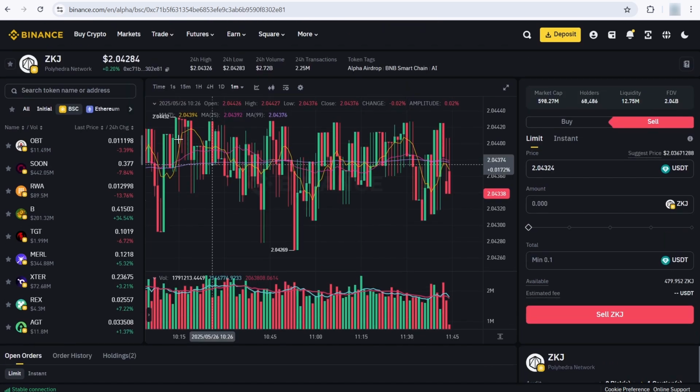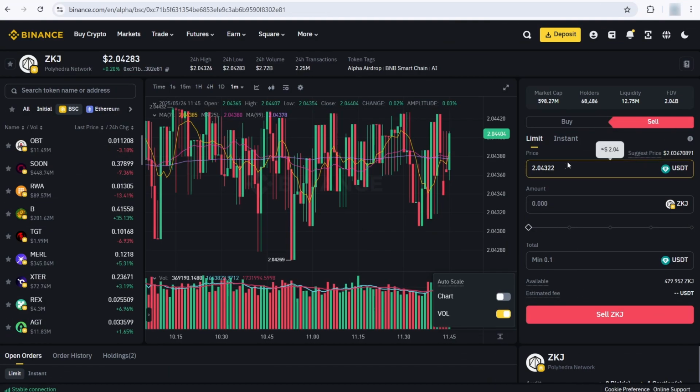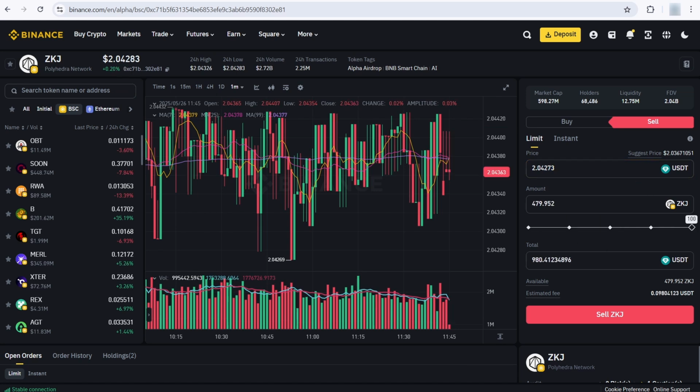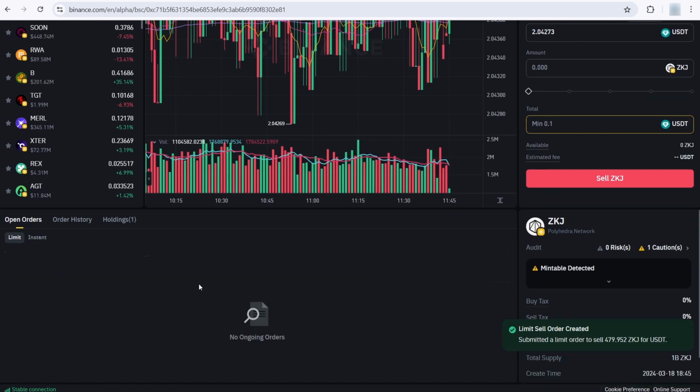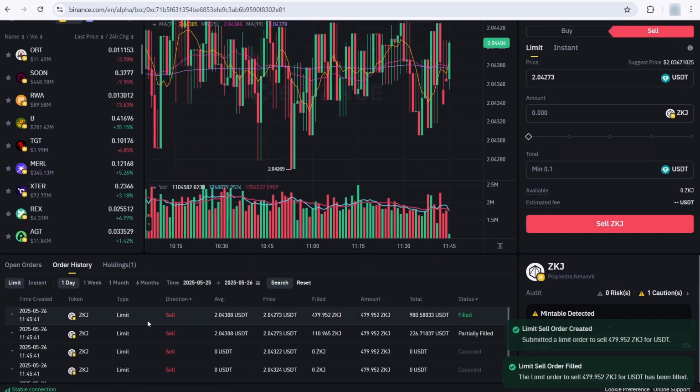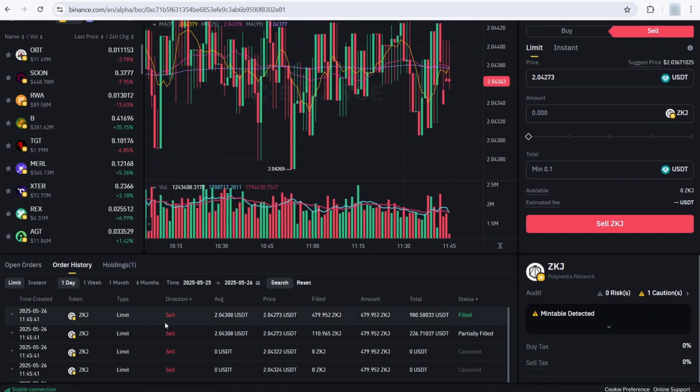Now I want to set the price lower than the current price. Let's change it here to 2.04273, which is lower than the current 2.04283. And I can try to sell now. I'm selling at the cheaper price, so other users see my cheap price and buy, because it's a good deal. Yep, my order was filled instantly.